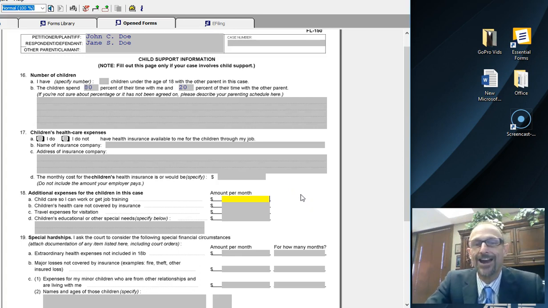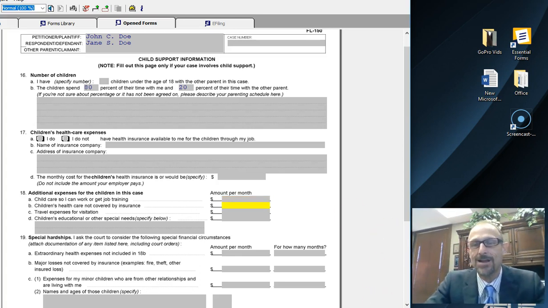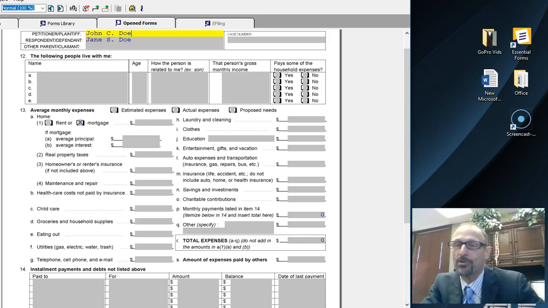18B, children's health care not covered by insurance. So this is going to be the same number that you put in 13B on the prior page if you did not include the premiums.